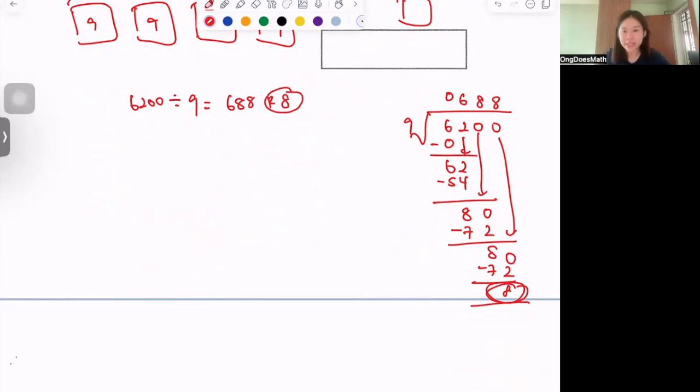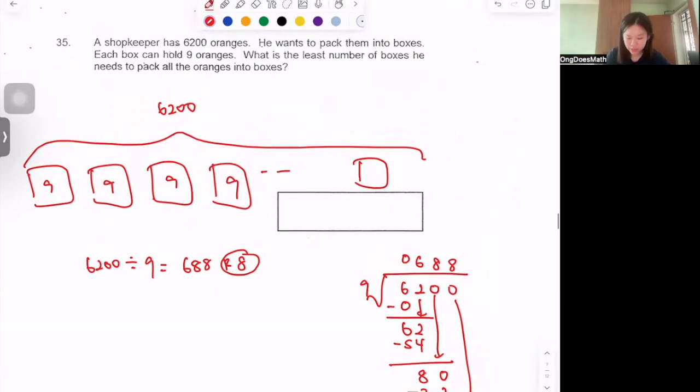Where will this remainder 8 go, right? It will be packed into the last box. So this last box only has 8 oranges instead of 9. But since you need to pack all the oranges, you cannot throw these last 8 oranges away. So just pack them into another box. It doesn't matter how many oranges the last box have. Just make sure you pack everything.